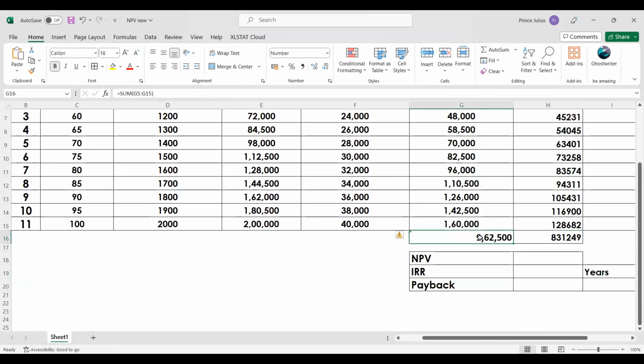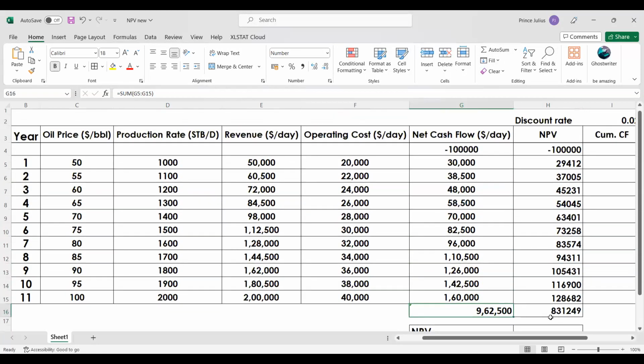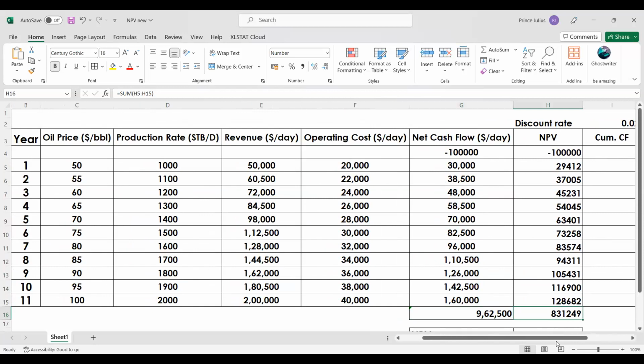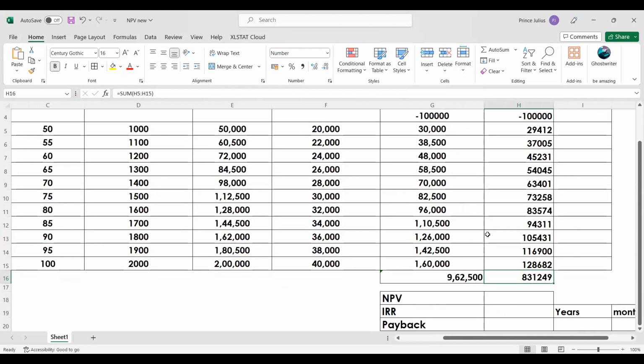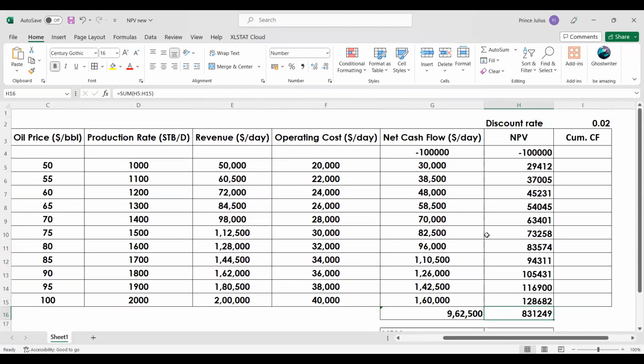So this is the one which is showing $9,62,500, which is the one that you have predicted, but actually with the discounted amount, you are getting the value of 8,31,249, which is lesser than the predicted values because these are all the values which were discounted. So when it comes to accepting the project for 11 years, what we have to do is initial investment minus the total amount that you have got, that you have to estimate.